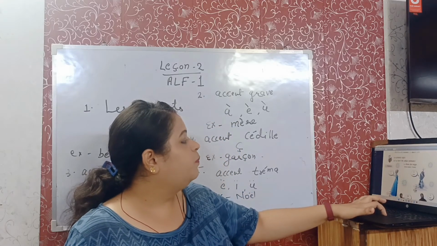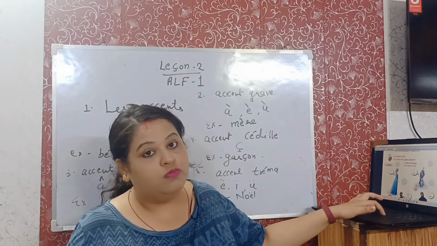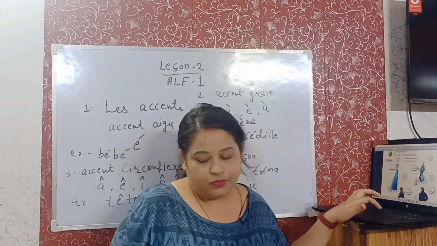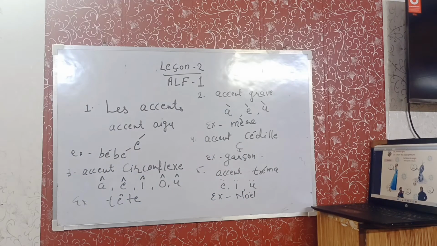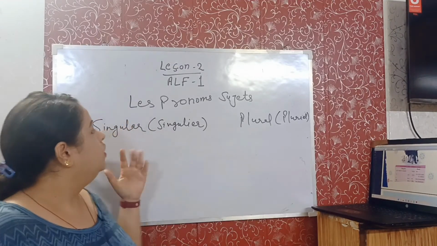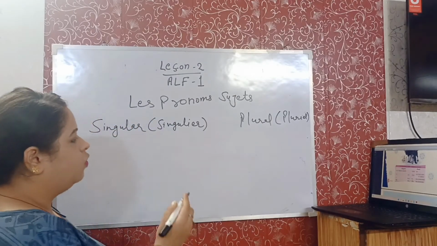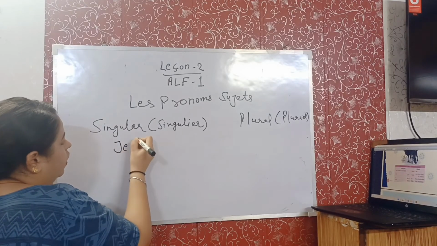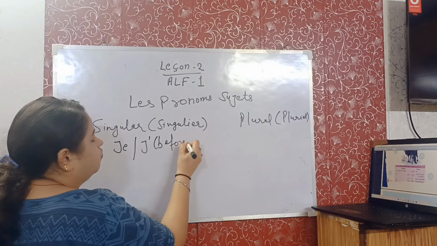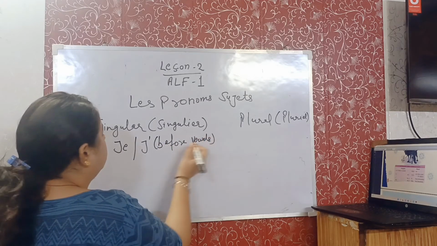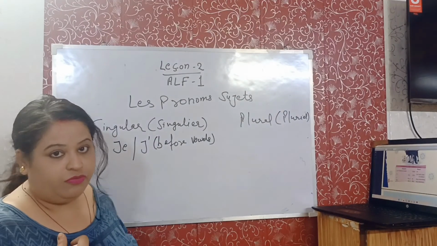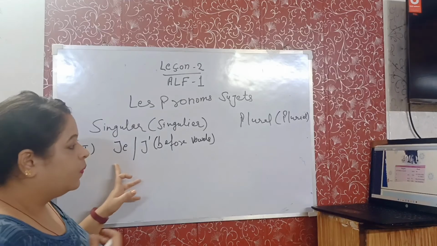Okay, next topic is les pronoms sujets. Les pronoms sujets are the subject pronouns. So let's do the subject pronouns. Now here are the subject pronouns, singular and plural. The first subject pronoun is je. Je or j' before vowels, and this je means I. When we have to use I, we need to write je.